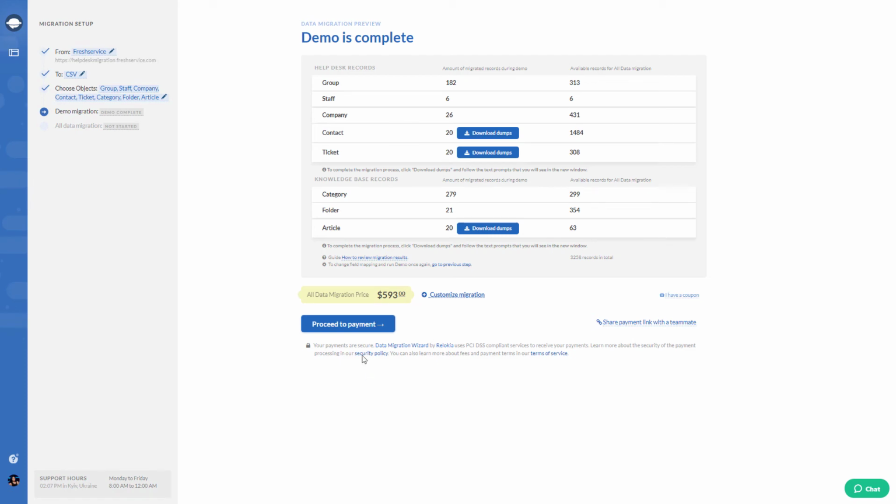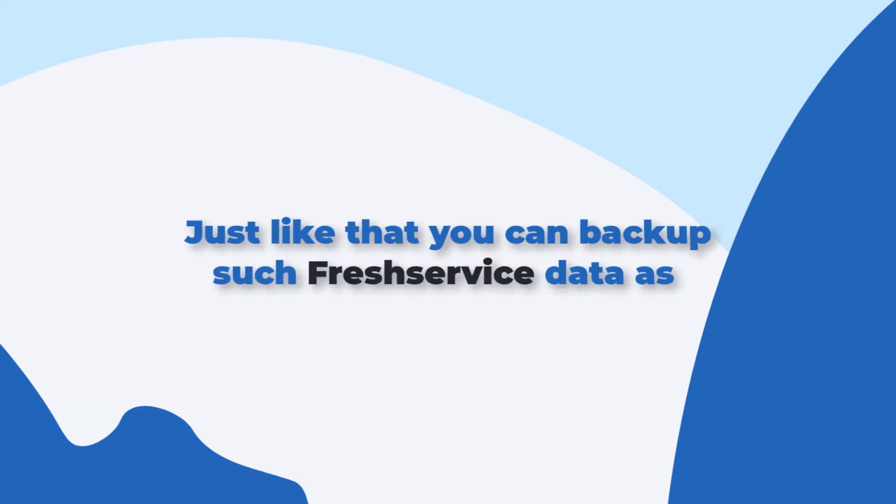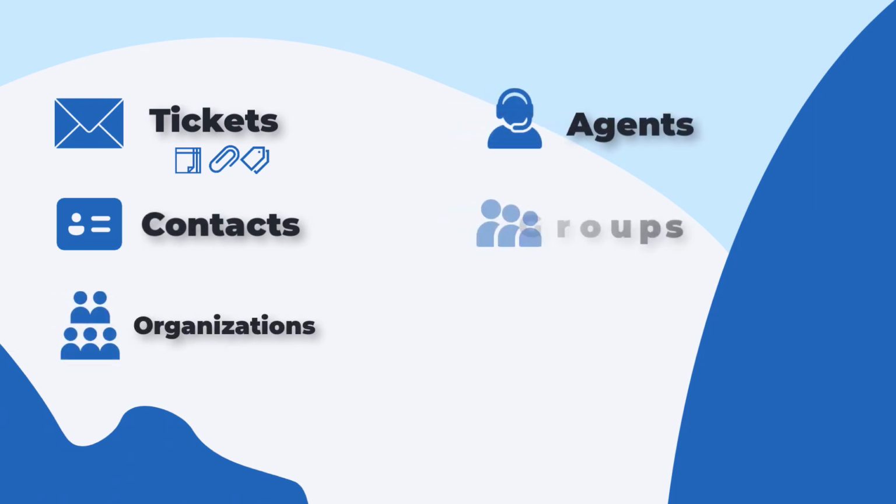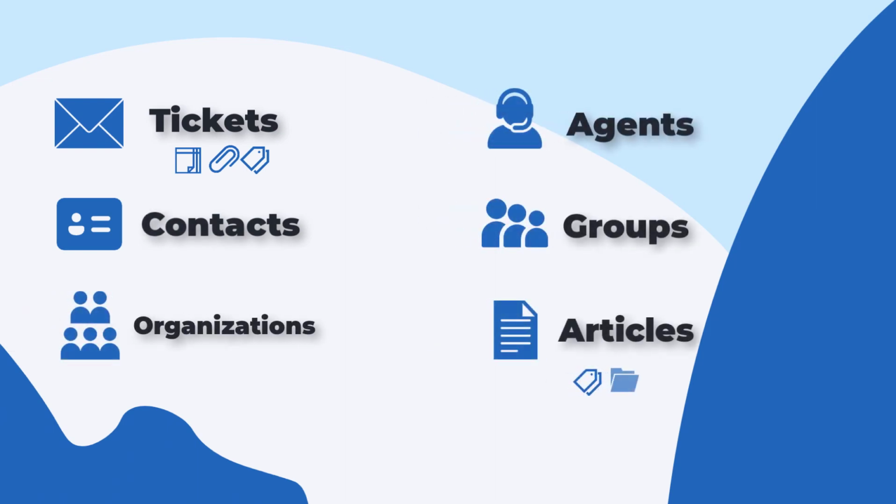When you're ready, hit that final button and get all your data moving. Just like that, you can back up such Freshservice data as tickets along with private and public notes, attachments, tags, contacts, organizations, agents, groups, articles along with tags, folders, categories.